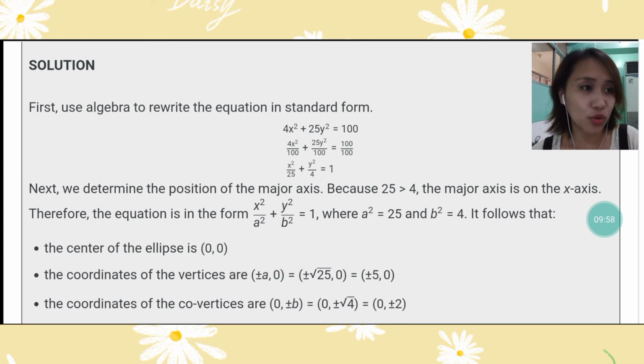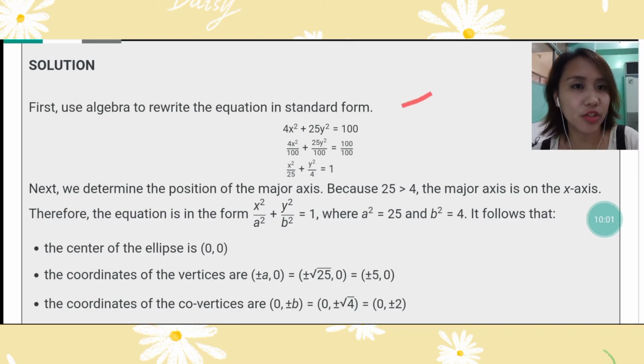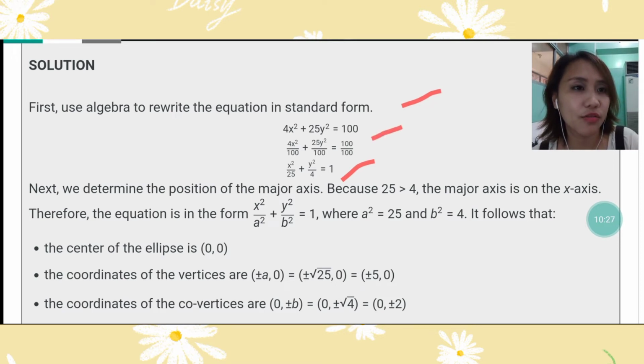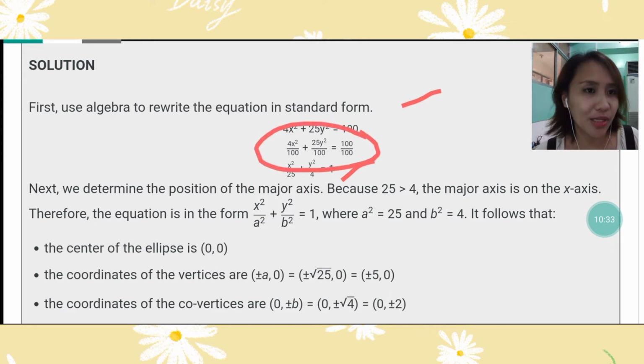So for the solution, first, we use algebra to rewrite the equation in standard form. In order to transform this one into standard form, we simply divide the whole equation by 100, since we need this side right here, or c, to be equal to 1. So dividing the whole equation by 100, we'll get 4x squared over 100 plus 25y squared over 100 is equal to 100 over 100.